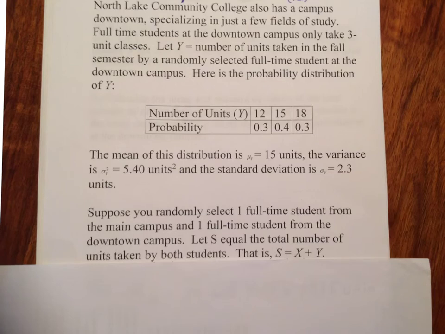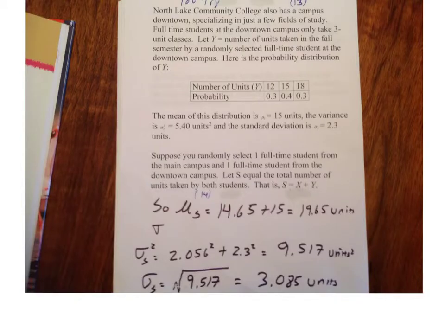Here's another example. North Lake also has a downtown campus, downtown Dallas, I guess. So let's go ahead and combine the number of hours for the downtown campus and the regular campus. Let's combine the number of hours in the mean, and also let's combine the standard deviations. So the mean of S is 14.65 plus 15 units, which is 19.65 units. And now for the standard deviation, remember you can't add standard deviations, so you add the variances and then simply take the square root of that. Now you have 3.085, so that's a combined standard deviation and the combined mean.